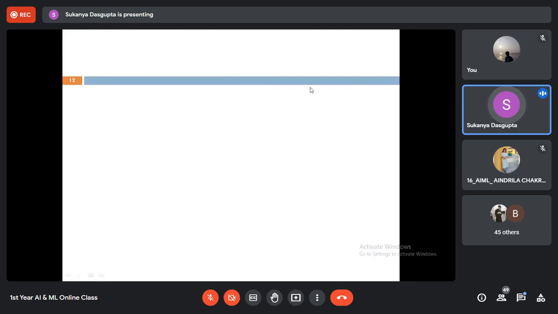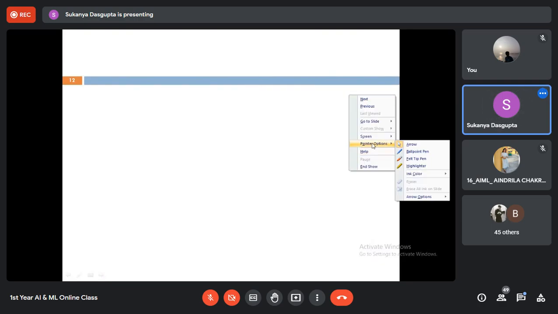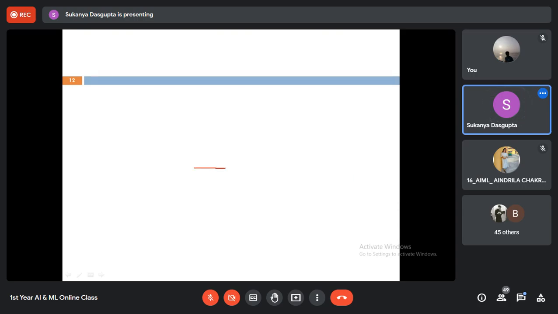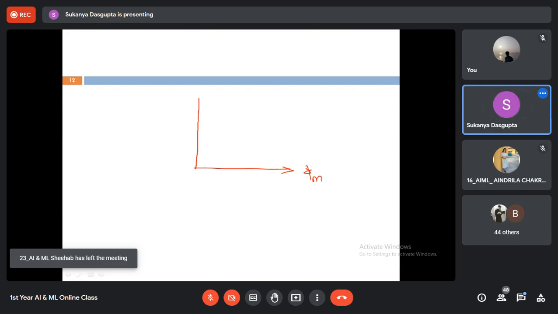Is it clear to everyone? Or shall I draw the phasor diagram once again? Let me draw it. If you have any doubts, any question, please raise your hand. I'm drawing the phasor diagram of the ideal transformer.